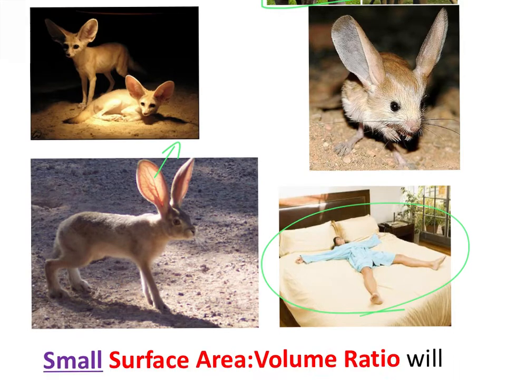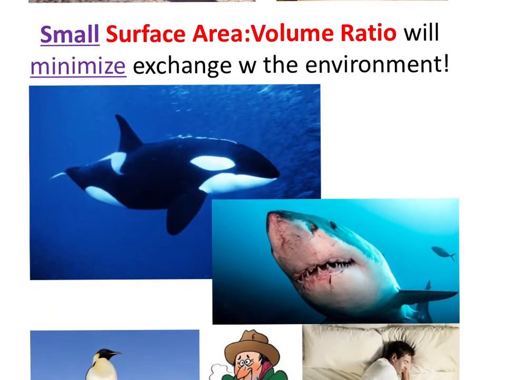A counter example is a small surface area to volume. This for cells is not ideal, depending on the cell, I should say. So small surface area means that there will be a minimal exchange with the environment. These organisms here, the whale and the shark, tend to live in cold environments. They're just like fat blobs. They don't have a lot of big appendages, no big ears. Even their flippers and fins are pretty small because they have environmental pressure of cold temperatures.